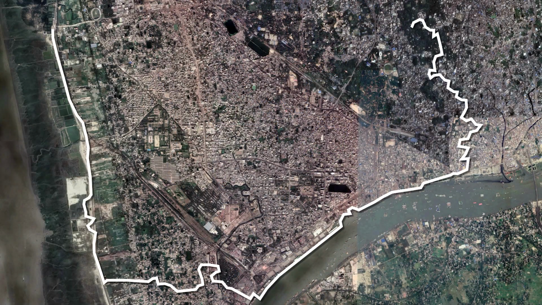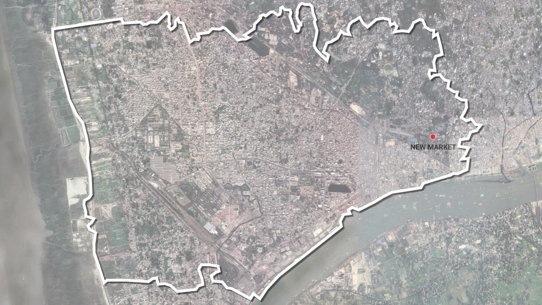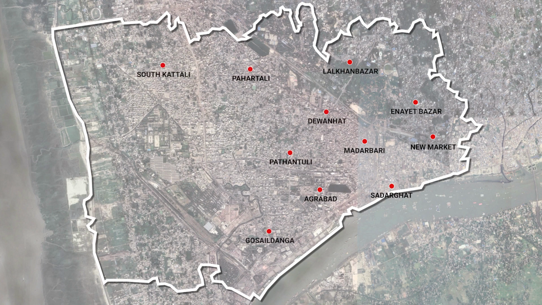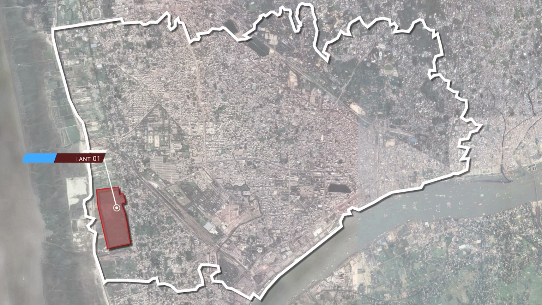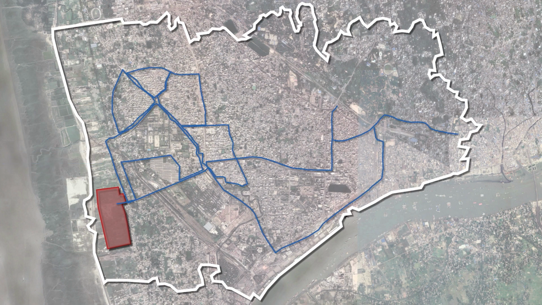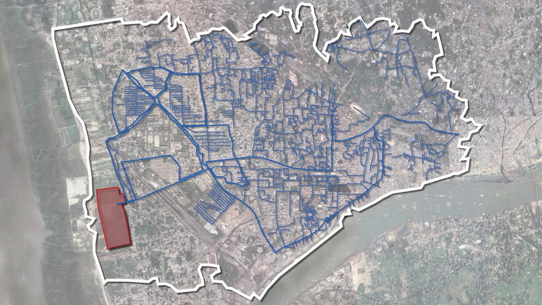The first catchment area will include New Market, Sadhargat, Madharbari, Lalkan Bazar, Enayat Bazar, Agrabad, Diwanhat, Gosaldanga, Pahartoli, Patantuli, South Katali, and Hali Shahar. The sewerage treatment plant will be located in the southwestern part of this catchment. Here are the trunk sewers and riser sewers, which are the main pipelines of this network.